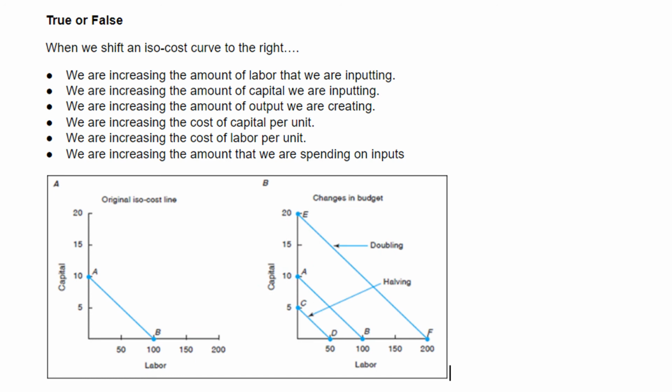So we've got some true or false questions here. When the ISO cost curve is shifting to the right, what is happening? Well, when it's shifting to the right, we're having a change in budget. So we're spending more, because we have more money to spend. So we're buying more capital and we're buying more labor, but price is not changing on either of them. We are increasing the amount of labor that we are inputting. Yes, that's true, because we have more money to spend, so we're going to buy more labor.